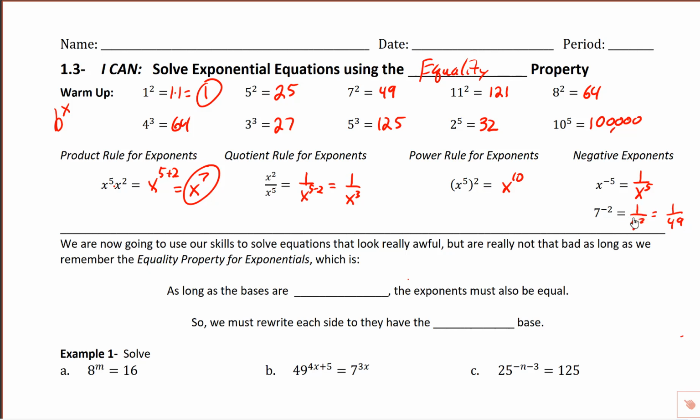So let me come back here. I'm going to change colors and we're going to look at this one. You could apply this rule here, the quotient rule. Some people will say, hey, you're always going to subtract the bottom one from the top one. You can totally do that.